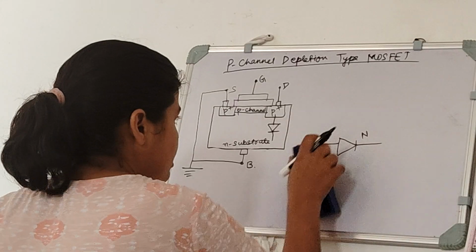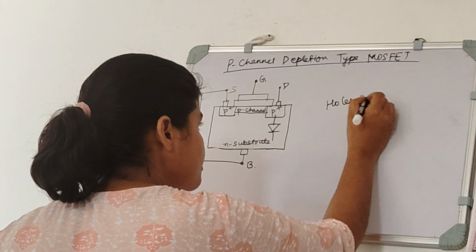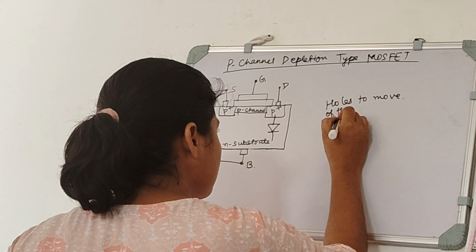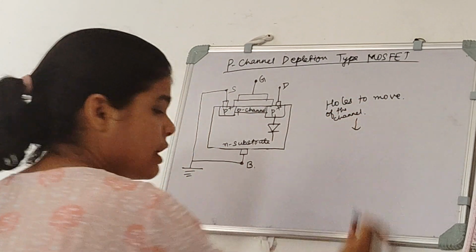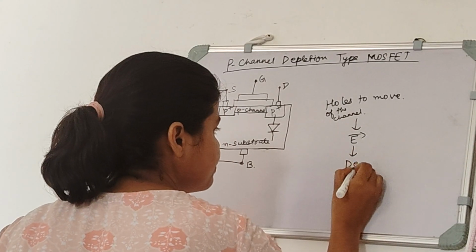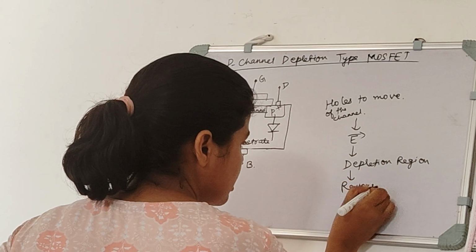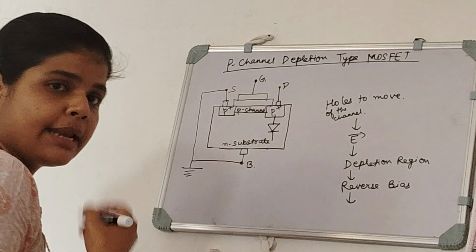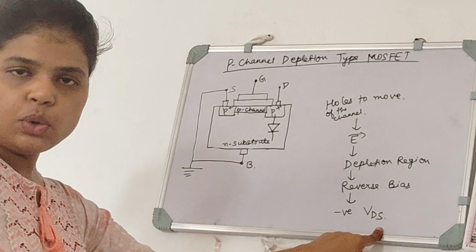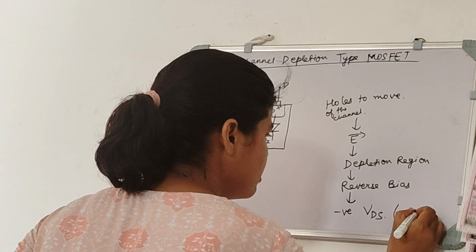Now we know that for the holes of the channel to move, we need some force, and that force will come from an electric field, and that electric field will be created by the depletion region, and that depletion region will be created by reverse bias, and this reverse bias will be created by applying negative voltage at the drain, that is negative VDS, because our source is 0, so whatever VDS is, that will be equal to the drain voltage. So here we can also say negative VD.